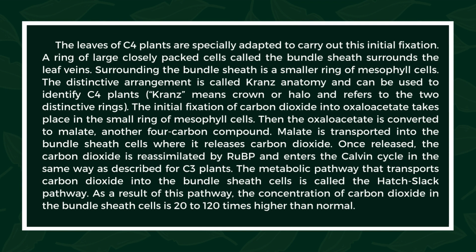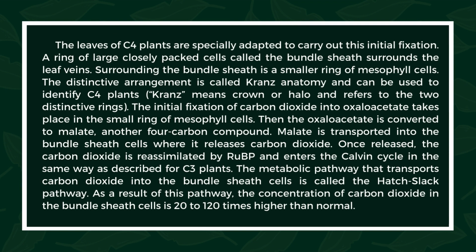A ring of large closely packed cells called the bundle sheath surrounds the leaf veins. Surrounding the bundle sheath is a smaller ring of mesophyll cells. The distinctive arrangement is called Kranz anatomy and can be used to identify C4 plants. The initial fixation of carbon dioxide into oxaloacetate takes place in the small ring of mesophyll cells.